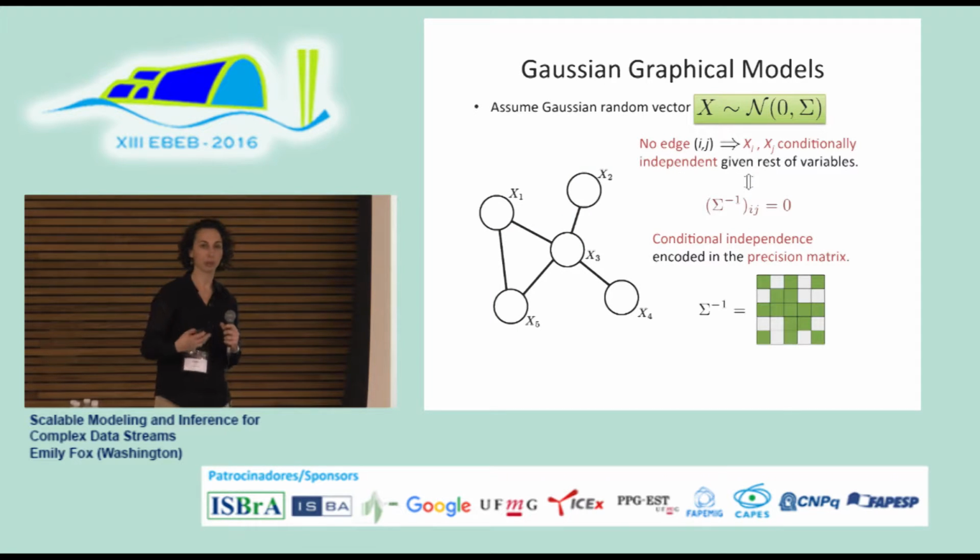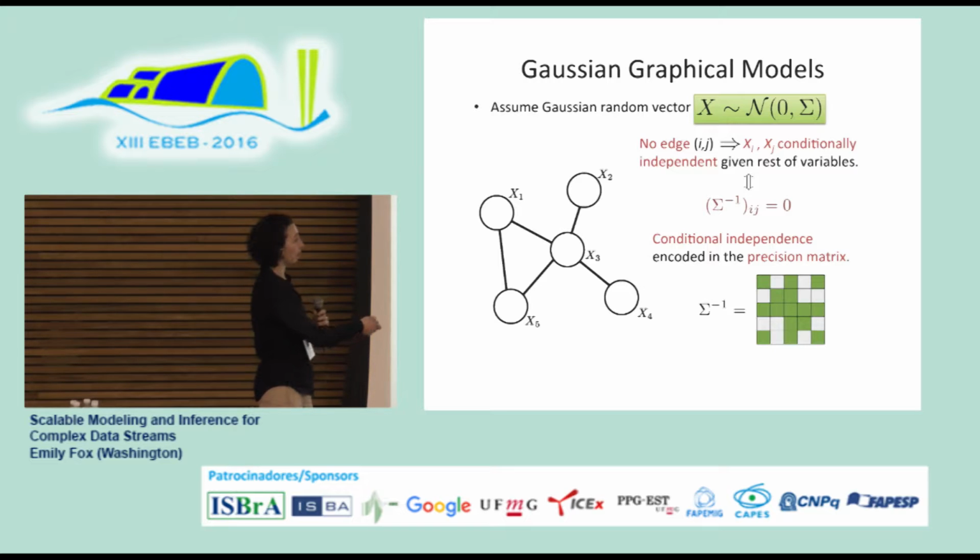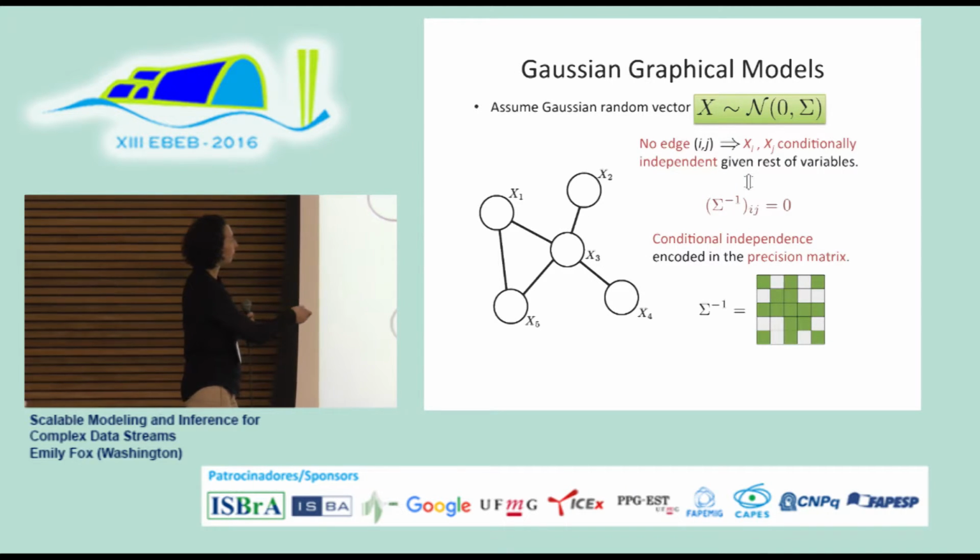And if we further assume that our random variables are jointly Gaussian distributed, then these statements of conditional independence are encoded in the precision matrix, this inverse covariance matrix. So specifically by the zeros. So here, for example, this gray square is indicating that there's a 0 in the 1, 2 entry, meaning that there's no edge between random variables 1 and 2.